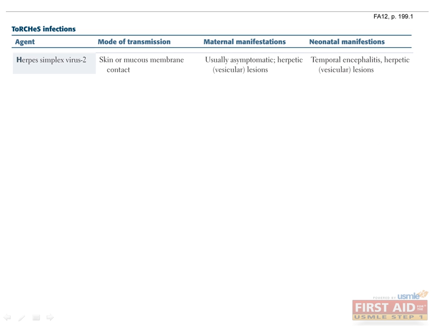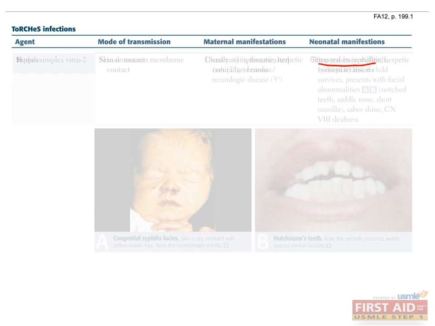The herpes simplex virus can be acquired through skin or mucous membrane contact. It is usually asymptomatic, but it can cause hepatic or vesicular lesions. Its effects on neonates who acquire it from their mothers are much more serious. In addition to herpetic lesions, these infants may also have temporal encephalitis.